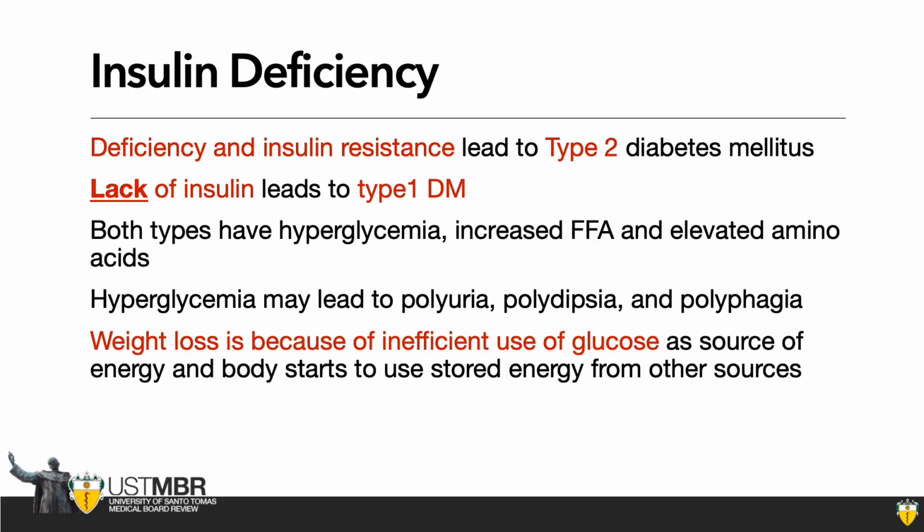Insulin resistance leads to type 2. Lack of insulin leads to type 1. Both types will have hyperglycemia, increased free fatty acids, and increased amino acids. Because of osmotic diuresis, glucose is an osmotic agent, the patient may have polyuria and polydipsia. Okay. Weight loss, because the body cannot use glucose, it will start to use fats and protein as a source of energy in certain situations.